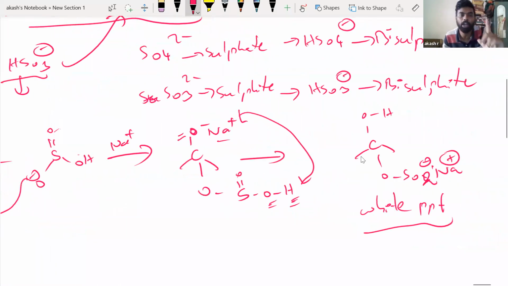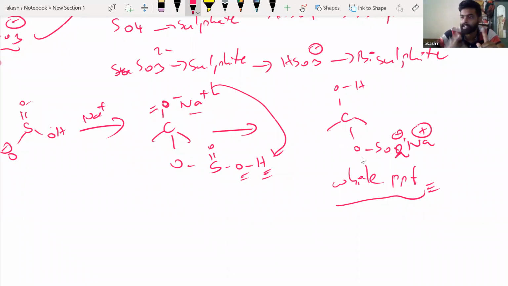So if I give you an alcohol in one test tube, a haloalkane in another test tube, and an aldehyde in another test tube, you add sodium bisulfite to all the test tubes. Whichever test tube forms the white precipitate, that test tube contains your aldehyde or ketone. So like this, you will be able to use this bisulfite addition as a test for carbonyl compounds.